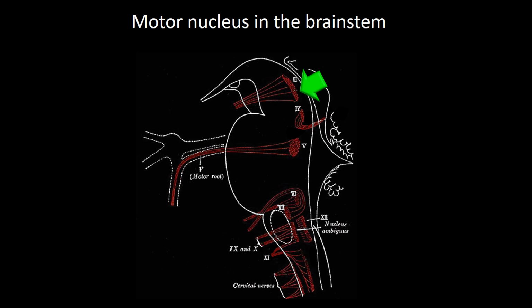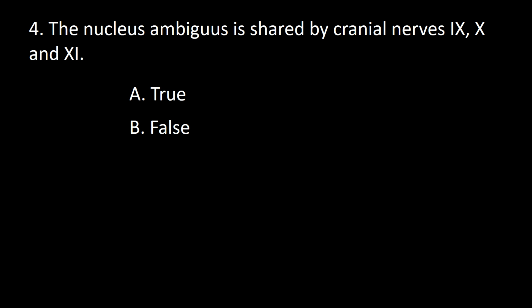This is the nucleus for the third nerve. This is the nucleus for the fourth cranial nerve. And this is the nucleus for the fifth, and so forth. The nucleus ambiguus is shared by the glossopharyngeal nerve, from where the stylopharyngeus muscle is innervated, the vagus nerve, and the spinal accessory nerve. So the answer to this question is A.